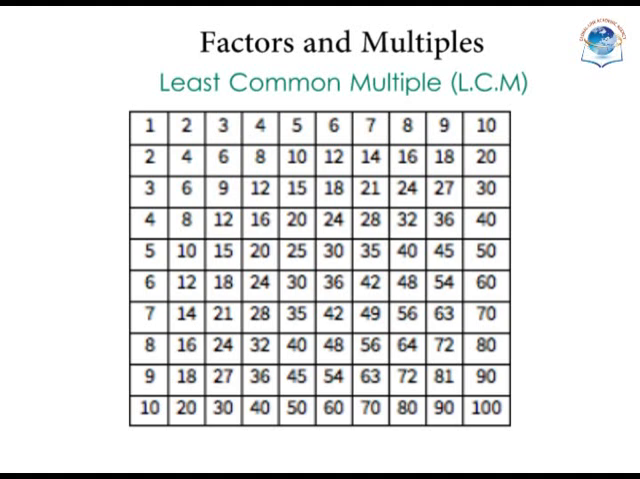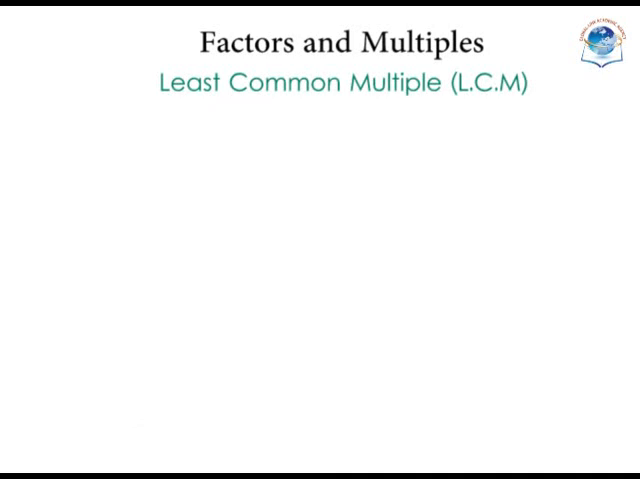Now the least common multiple. The LCM of a set of numbers is the smallest common multiple of the numbers. Consider the numbers 2 and 3. These are their multiples. The common multiples are 6, 12, and 18, but the smallest one is 6, and so 6 is the LCM of 2 and 3. To find the LCM of a set of numbers, we first express them as a product of their prime factors, and then we pick the largest factors.